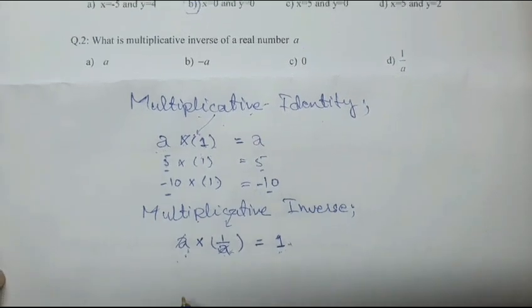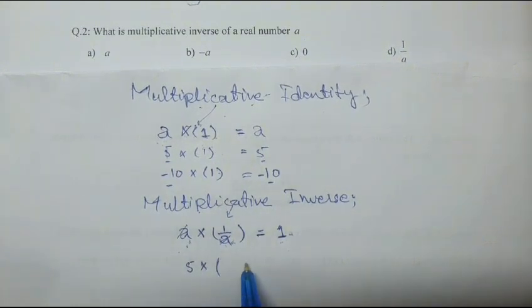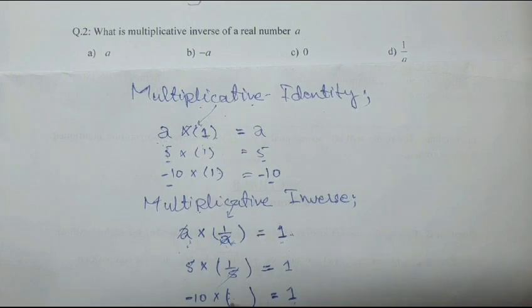So here we can take any particular example as well, as we took there. What is a number that if we multiply it with the number 5, we will get back the multiplicative identity 1? So that is 1 upon 5. And what is a number which, when we multiply it with the number negative 10, we will get back the number 1, that is the multiplicative identity? So that is 1 upon negative 10.